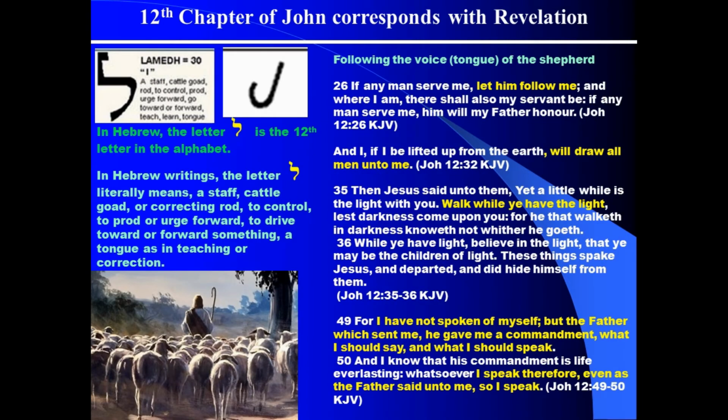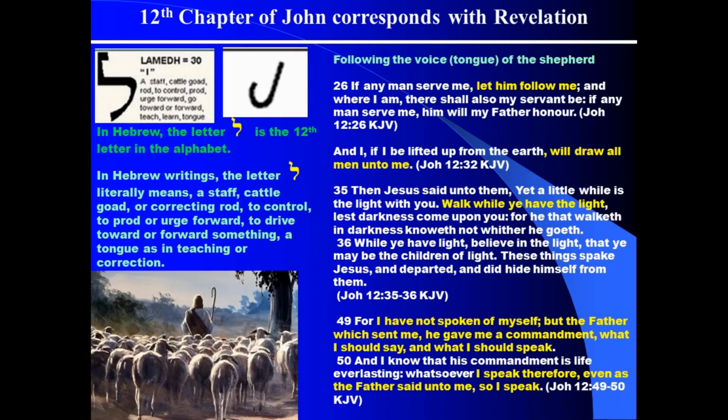We also see this in the Gospel of John. I said it also follows the same structure. We have some scriptures right out of chapter 12 from the Gospel of John. What we see here is Jesus urging them to follow the voice or the tongue. Another meaning of the letter Lamed is tongue, to teach using the tongue or to correct. Parents don't have to whip their kids. Most of the time, all they have to do is correct them with words, right? And Jesus is saying, follow the voice of the shepherd, or the tongue of the shepherd.